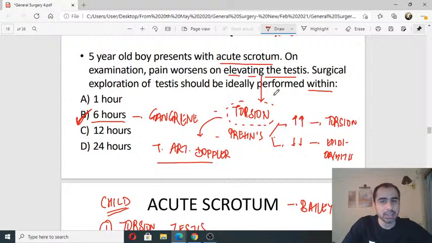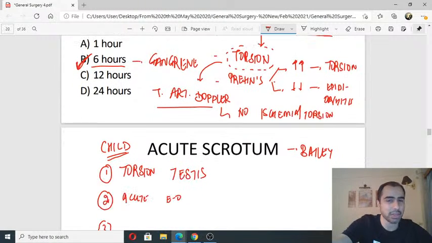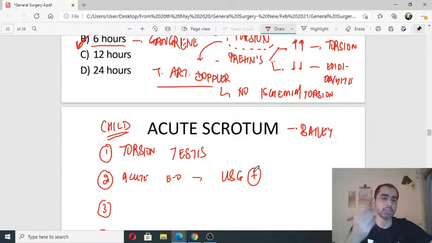So let's say the same patient, I did the testicular arterial Doppler and there was no ischemia or evidence of torsion. What will you think? Because epididymo-orchitis is also seen on ultrasound. USG will tell you, yes, the epididymis is swollen, there is free fluid in the epididymis, there may be a secondary hydrocele, all that will be seen. So, both are diagnosed on USG Doppler.